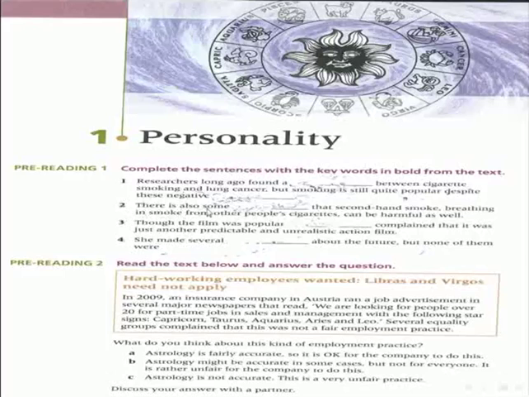Number 2, there is also, right, some what? That secondhand smoke, breathing in smoke from other people's cigarettes. What did we write here? Right? There is also some evidence, right? Evidence. So we read again. There is also some evidence that secondhand smoke, breathing in smoke from other people's cigarettes, can be harmful as well. So evidence here. There is also some evidence. Right. Number 3.